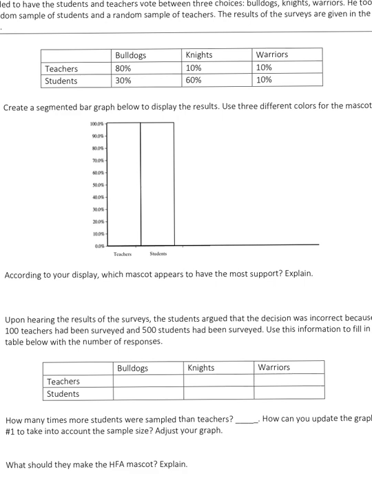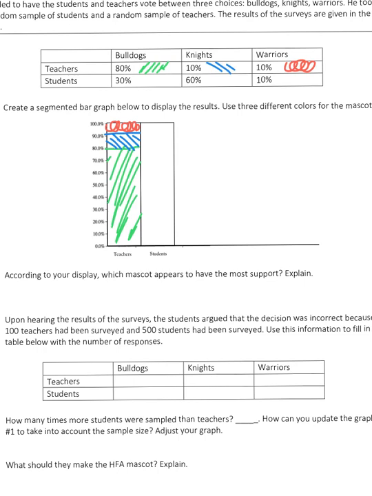Okay, so let's start with the teachers. The teachers did this poll to try to figure out the mascot. 80% of them liked the Bulldogs better. I'm going to make green stripey be my Bulldogs. I'll make a little code up here. Then 10% of them wanted the Knights, so I'm going to add 10% to the 80% and get to 90. So there's the ones that like the Knights. And then the Warriors, 10% of them liked the Warriors.